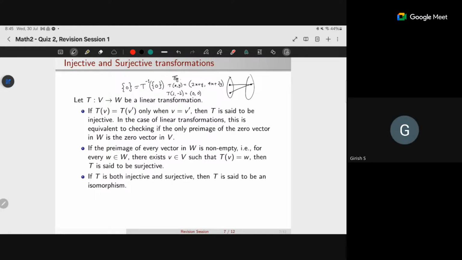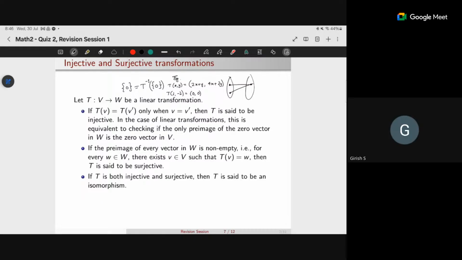In general, if you try to find the set of all vectors which are mapped to 0, it boils down to solving a system of linear equations: 2x plus y is equal to 0 and 4x plus 2y is equal to 0. You need to find the solutions to this system of equations. And clearly, in this case, there are two equations in two variables, so this will have infinitely many solutions, since one is a multiple of the other.